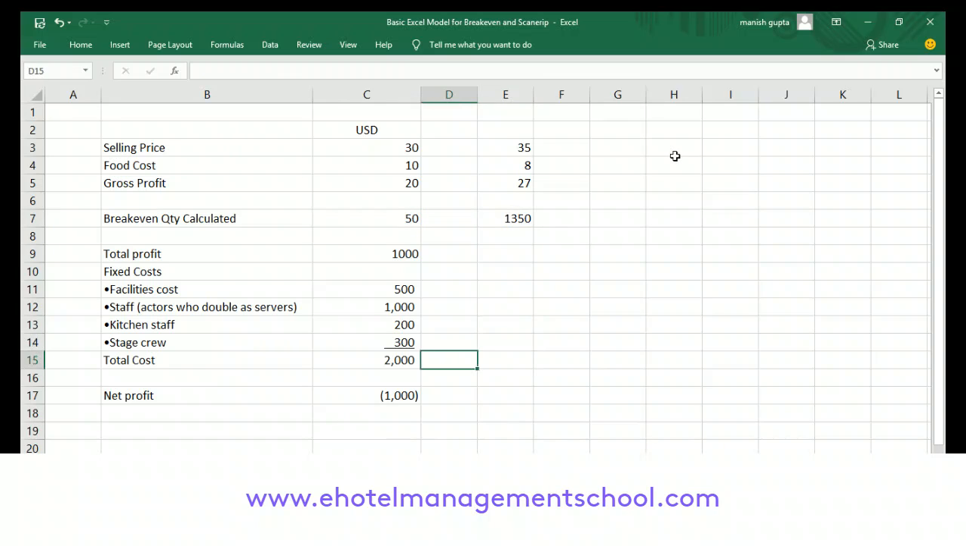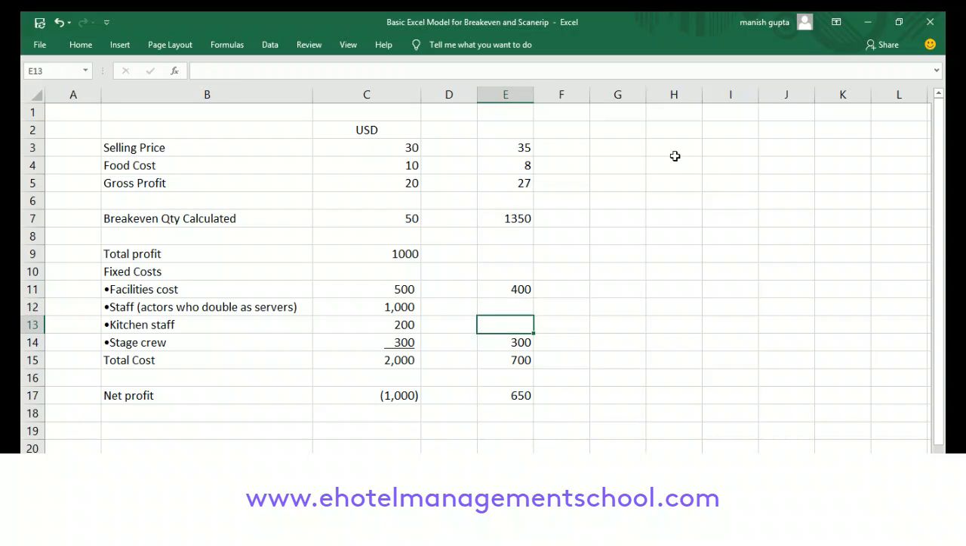1350, but our fixed costs are 2000, so it means the other 600 we have to take from somewhere. So we may have to negotiate with the facilities. Let's say you are able to negotiate it to 400. Now you can reduce the stage crew maybe, or you just reduce it to half, 150, or maybe not, because this is your selling feature probably, so you will not be able to reduce it to 350. So now you are left with 700.